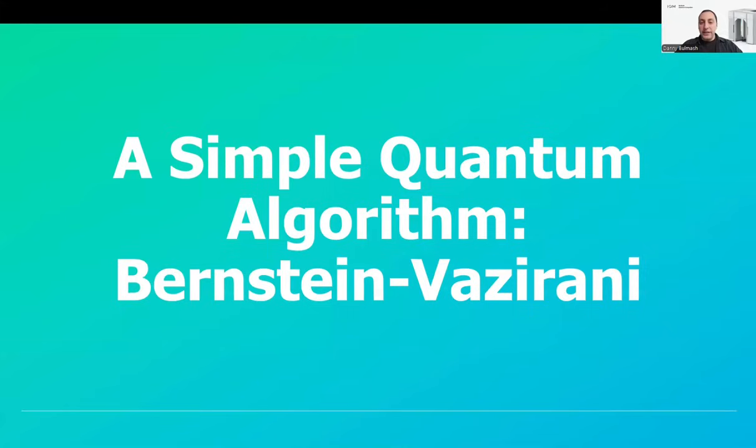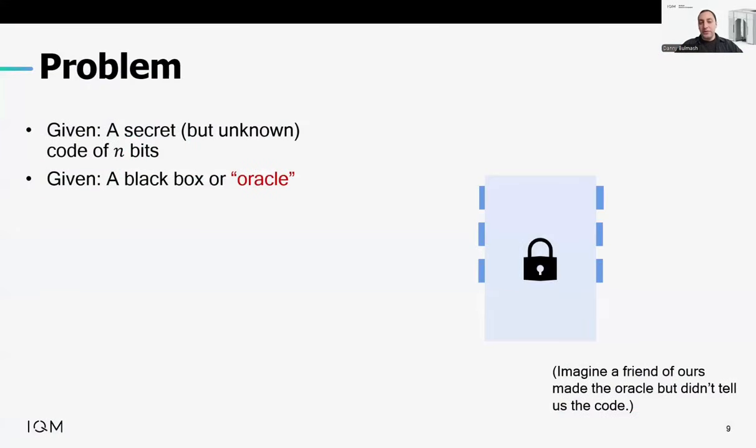All right, so with that, let's turn to our simple quantum algorithm, Bernstein-Vazirani. Before we get any further, we want to know what the problem we're solving is. So we know that there's some secret code, and this secret code consists of n bits, 1001010, something like that, some sequence of ones and zeros.